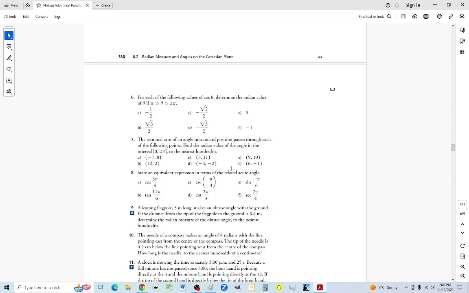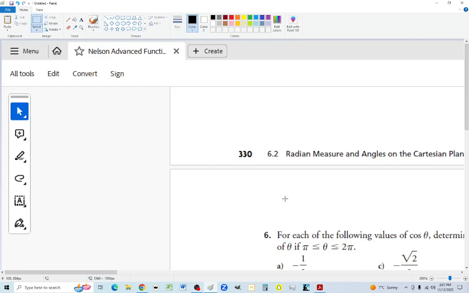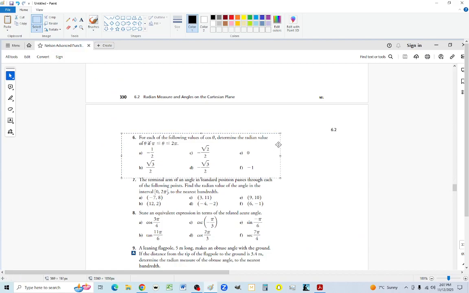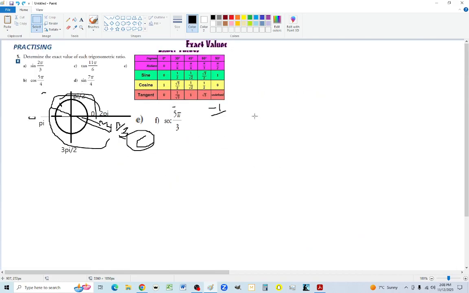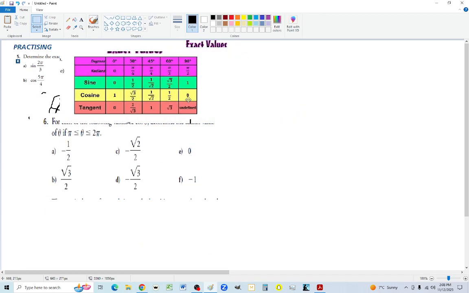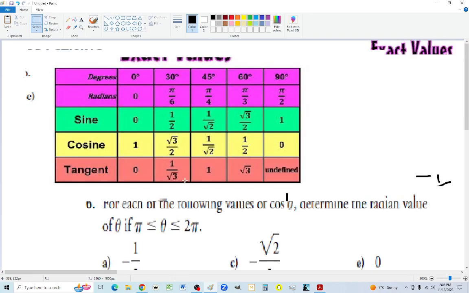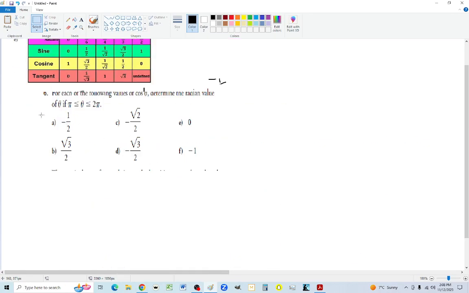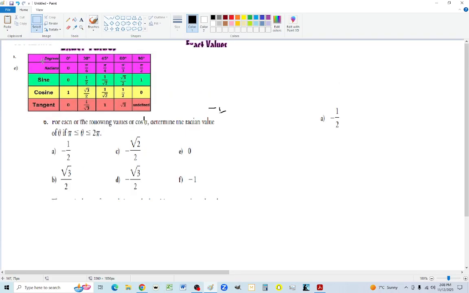Determine the radian value. So they want to know what the angle is, essentially. This is sort of the reverse. We still have to go to our special triangles, but this time we want to find it on the table. Now be aware that there's often 2 possible answers here. So be very careful. There's often 2 possible answers. Okay, go to there. If we look at negative a half, they want just the cos. So we're going to focus just on cosine.